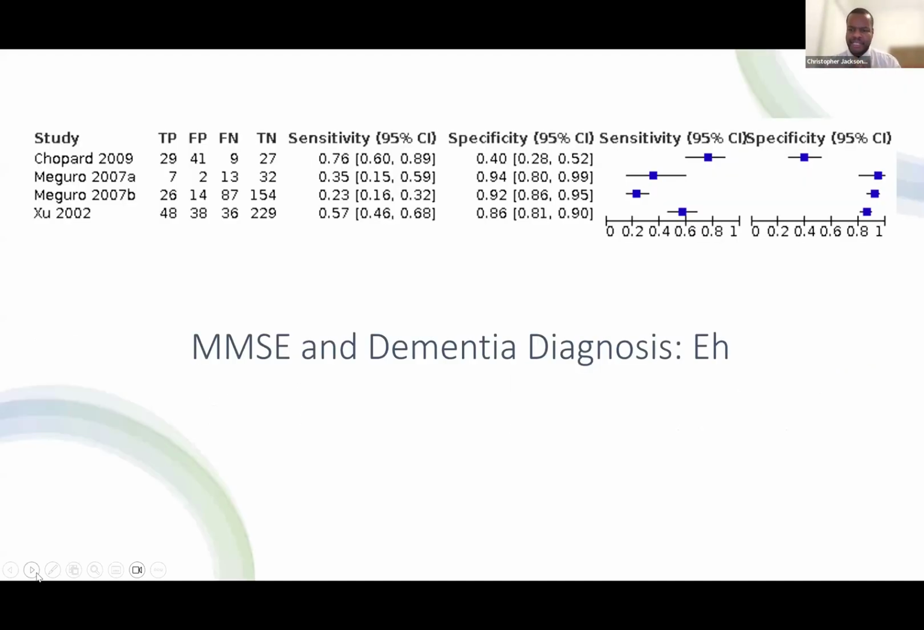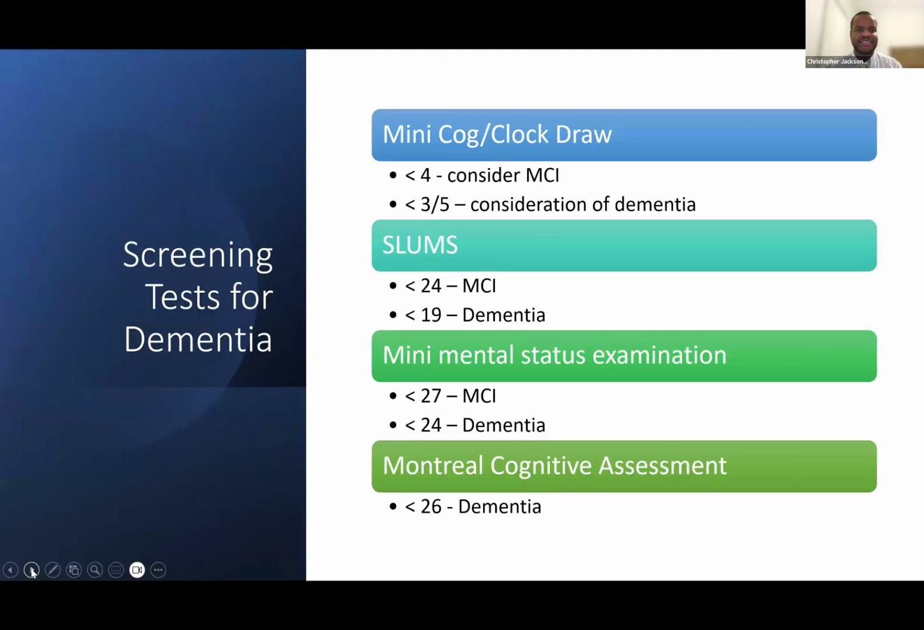MMSE, beyond the fact that it's copyrighted and sometimes very hard to get, actually, from a sensitivity standpoint, does worse than Mini-Cog and SLUMS. And so I would say it's not something that I go to as much now. I kind of start with Mini-Cog if my suspicion is low. If my suspicion is high, then I'll do SLUMS or MoCA instead. That is just my own personal practice.